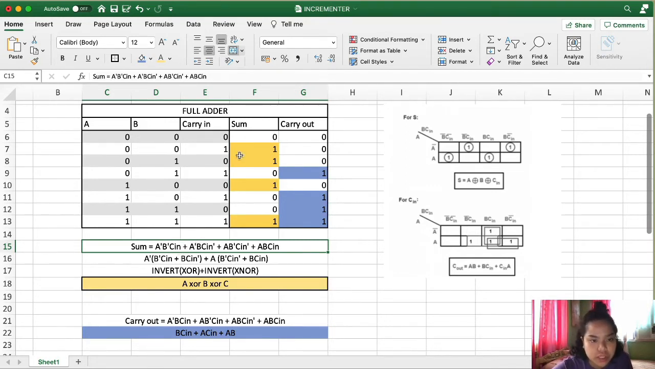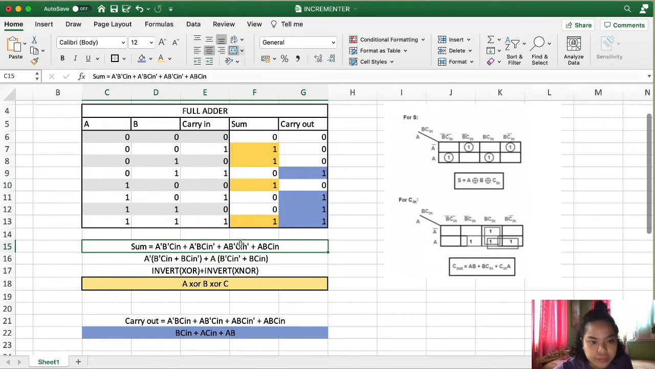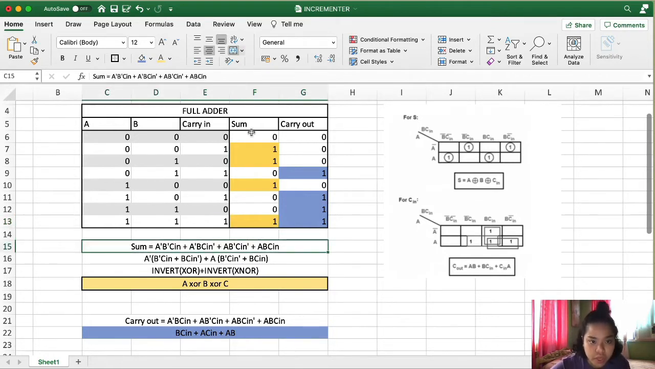Then it will be ORed with the next minterm that we marked yellow here, but this time it is A and carry in that are 0, so they will be complemented as seen here in our minterm. And then next, it is now B and carry in that are marked 0, therefore they will also be inverted. So as we can see on our third minterm here in our sum, they are marked. And then lastly, for the fourth minterm that we were able to mark yellow, A, B, and carry in are all 1, so they stay as is. So this was our sum of products for our sum.